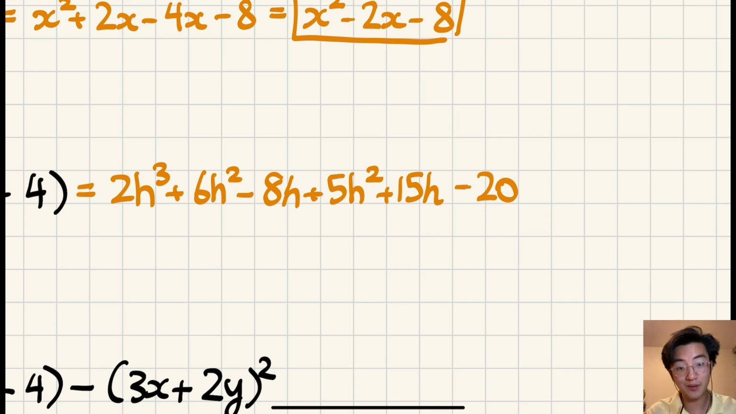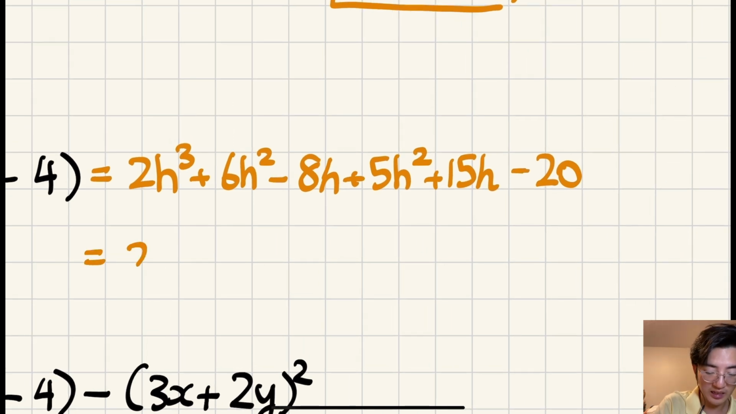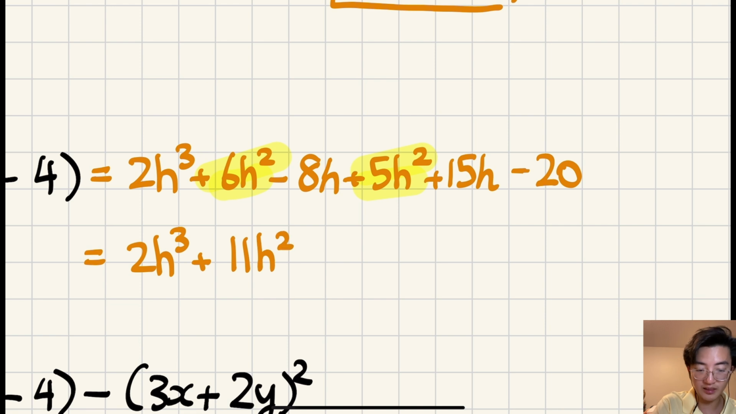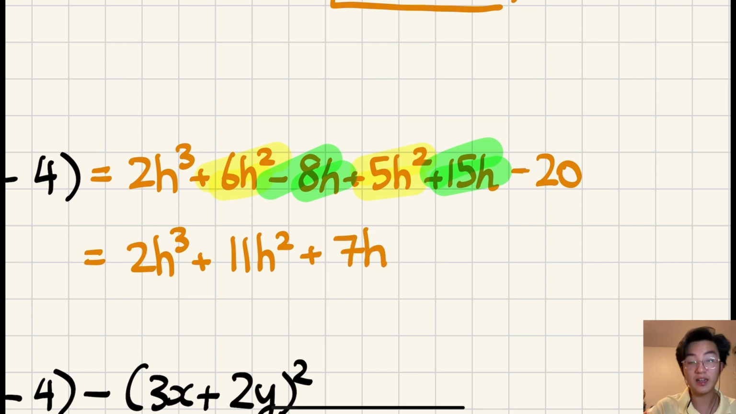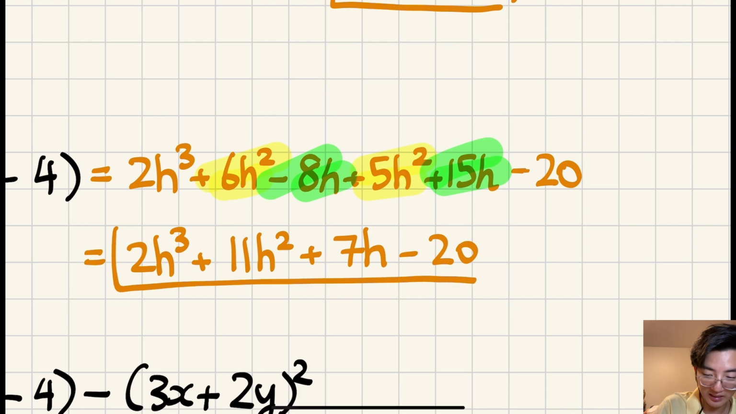Okay, once again, we just combine our like terms as usual. So we have 2h cubed right here. Next we have a 6h squared and a 5h squared right here. So we add them up to get 11h squared. Next, with a single h, we have a minus 8h and a plus 15h. When we add them up, we get plus 7h. Minus 8 plus 15 is positive 7. And lastly, we have a 20 by its lonely self, getting us this answer.